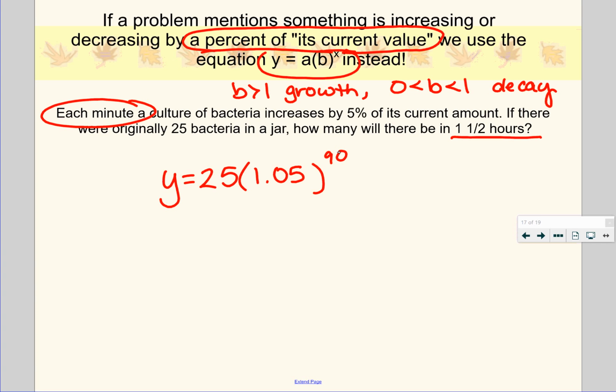Oh, I typed that in wrong. Let's try that again. 2018. So round to the nearest integer, bacteria. Okay.